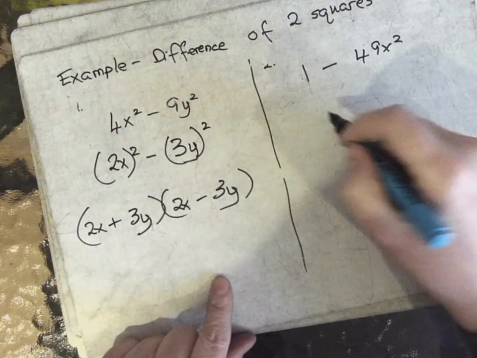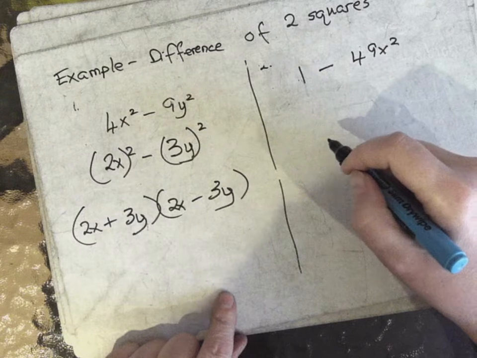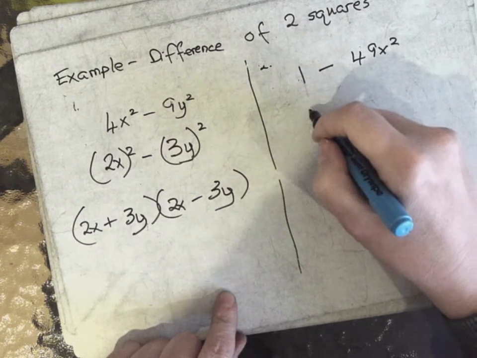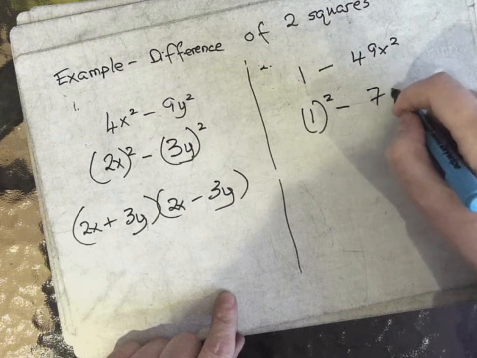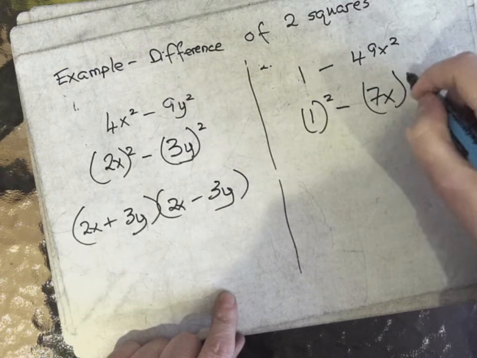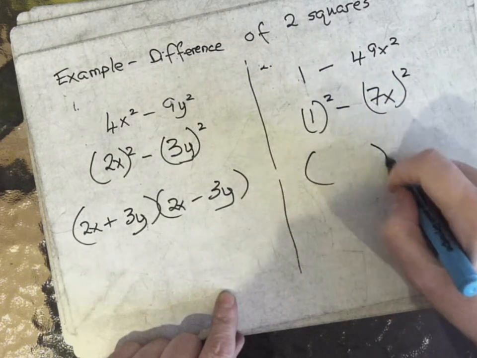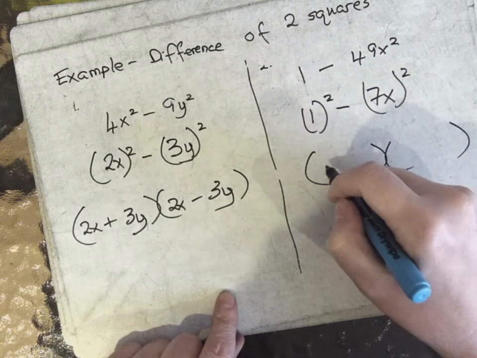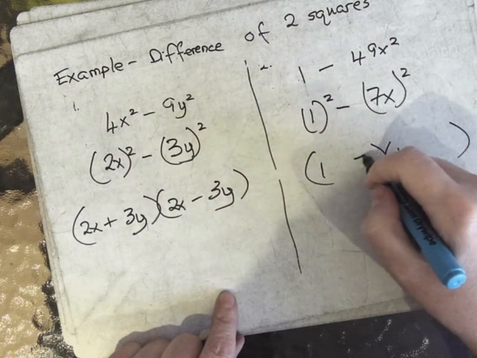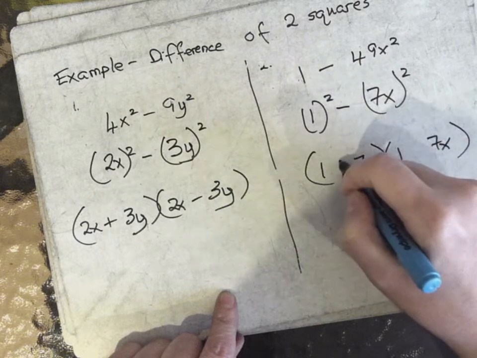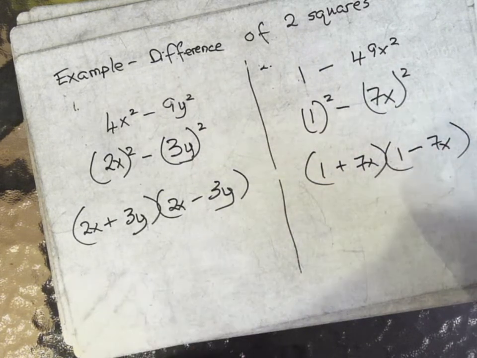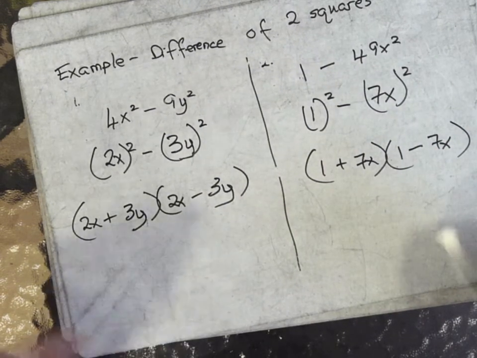Okay, here take out what's common, there's nothing common, so it has to be 2 terms, it has to be the difference of 2 squares. So that's 1 to be squared, take away 7x to be squared. So that's 2 sets of brackets, 1 and 1, a 7x and a 7x, and a plus and a minus, and that's your answer. Okay, so that's the 4th type.